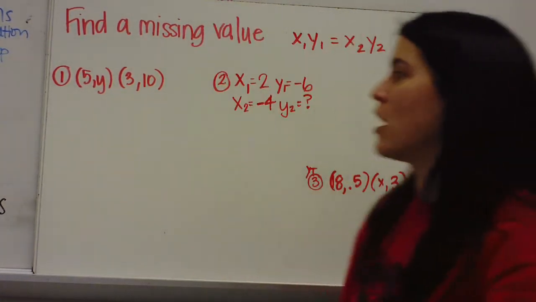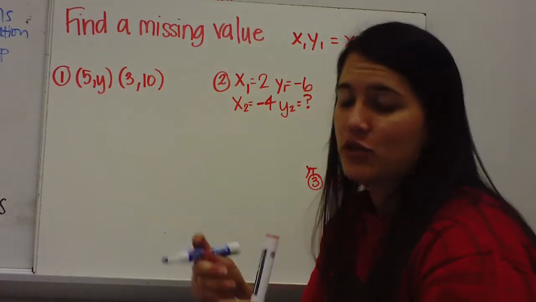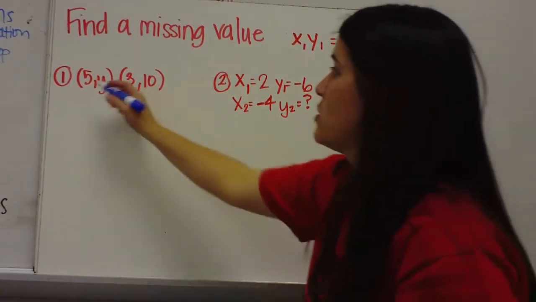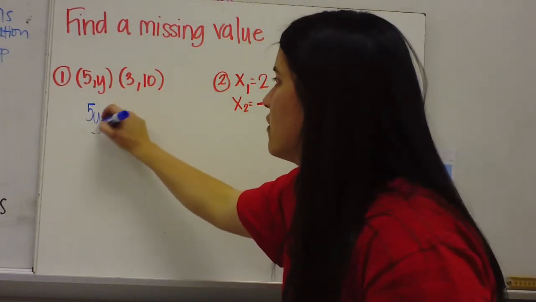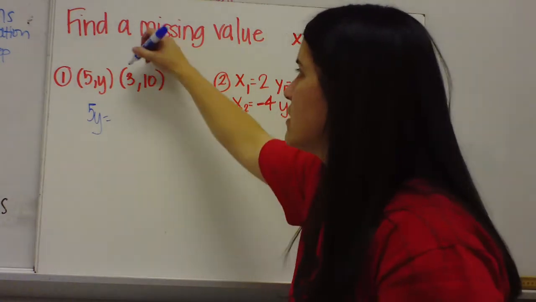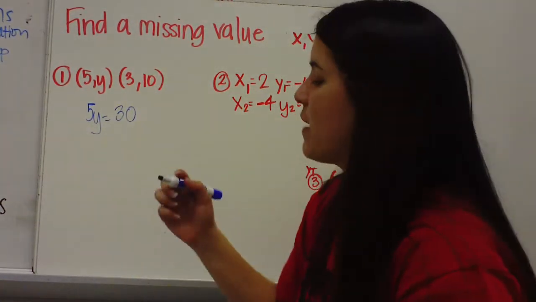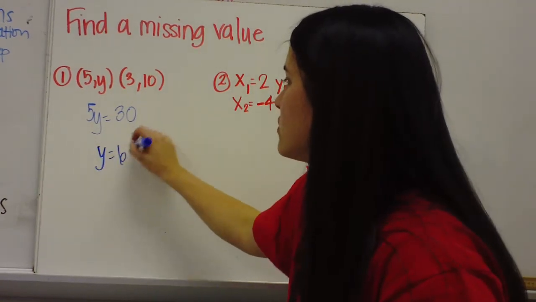So let me show you what I'm talking about. Over here I'm missing a y, but I'm going to use the product rule. I'm going to multiply 5 times y, because you multiply x1 times y1, and that equals 3 times 10, which is 30. Divide both sides by 5, and you can see that y equals 6.